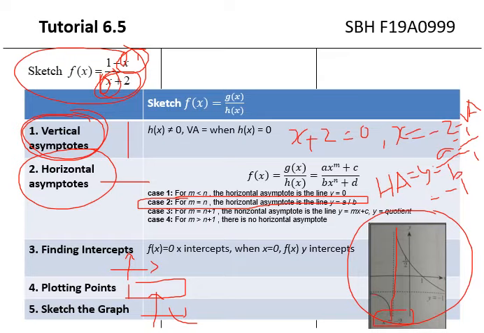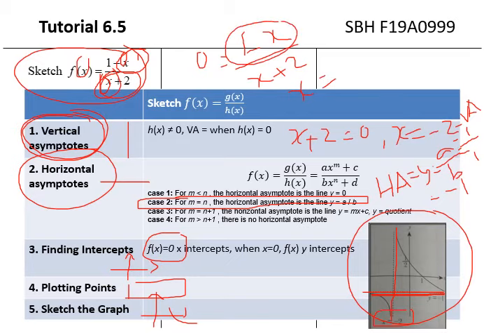Sorry for the delay. I'm looking for a -1. Okay, -1, we have it here. So we want to find the intercepts. Intercept when f(x) equals 0. When f(x) equals 0, 0 equals (1 minus x) divided by (x plus 2). So x equals 1. Okay, intercept point here.